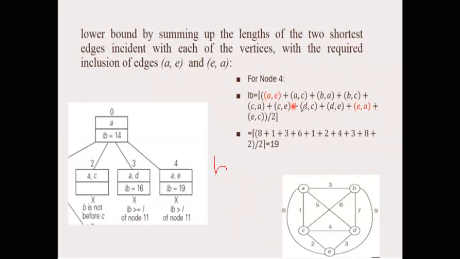Okay, next consider B. So from B to A, B to C, B to D, B to E. Out of this, simply identify the ones which are minimum, the two shortest paths. B to C, the distance is 6. B to D, the distance is 7. B to E, the cost is 9. So out of this, the minimum is 6 and 3. So B to A and B to C.